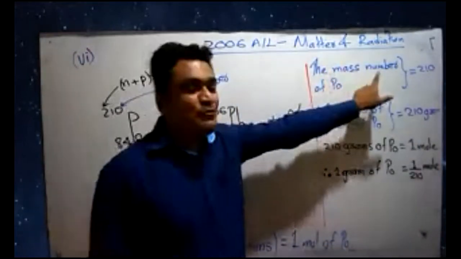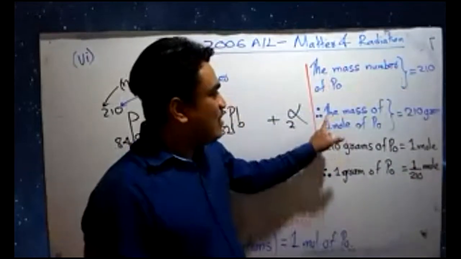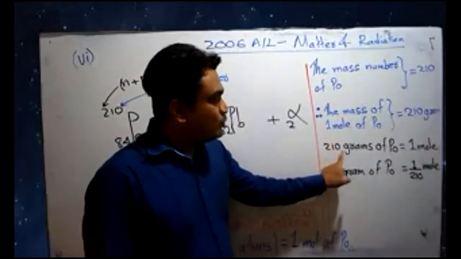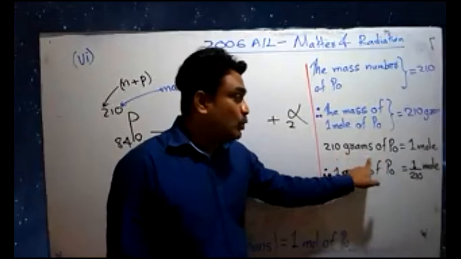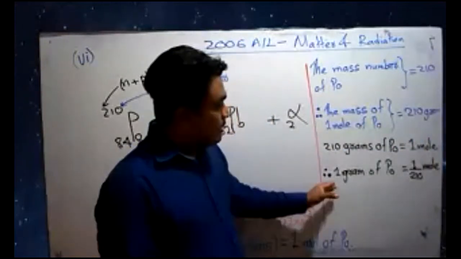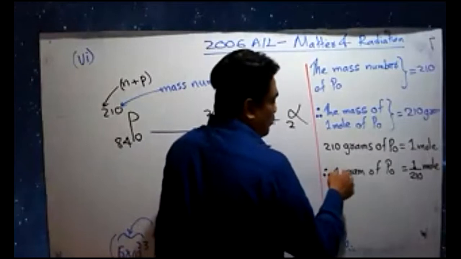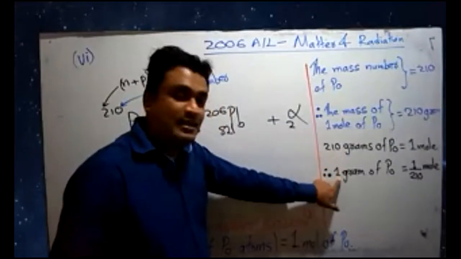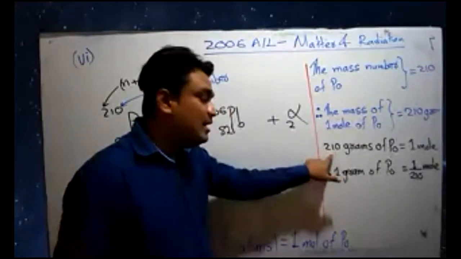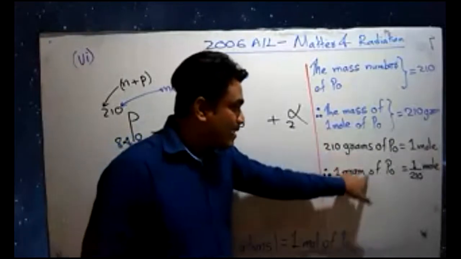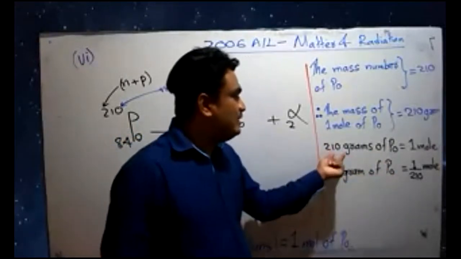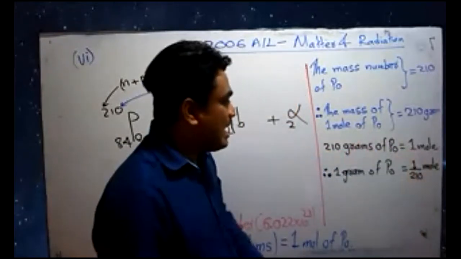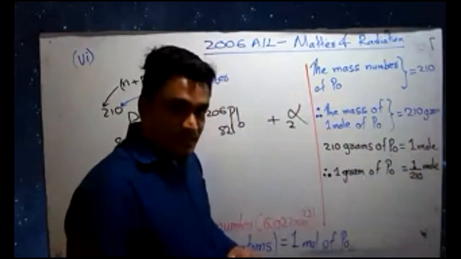Right. The mass number of polonium is 210. Therefore, the mass of 1 mole of polonium is 210 grams. So if we take 210 grams of polonium, there will be 1 mole. If I want to find the number of polonium moles in 1 gram, to obtain 1, I have divided 210 by 210. This will be 1. If I divide this side by 210, the other side should also be divided by 210.